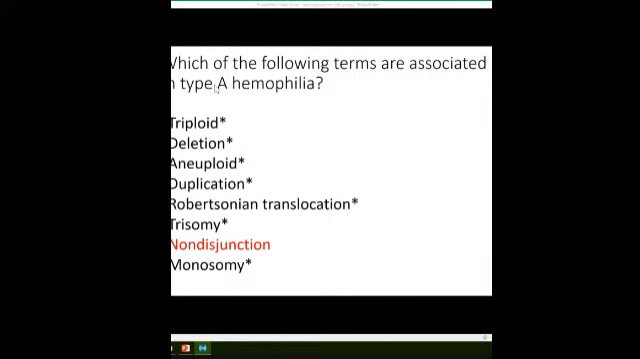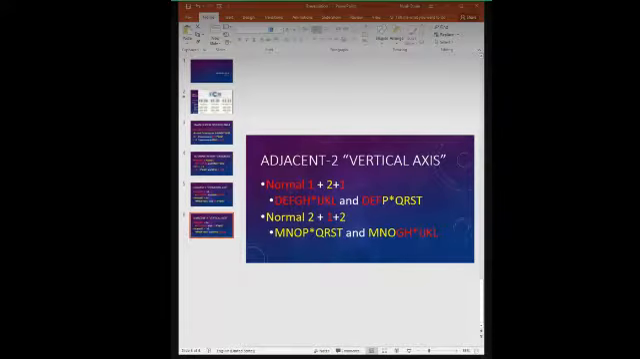And then for part D, which terms are associated with type A hemophilia, and that was just the non-disjunction because it's an inversion there. So, and that's me. So on to question 4, which is Noah.